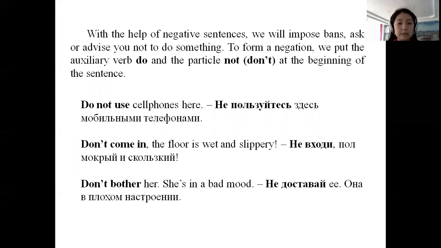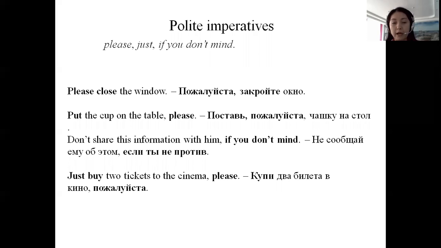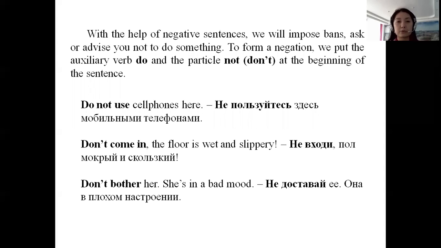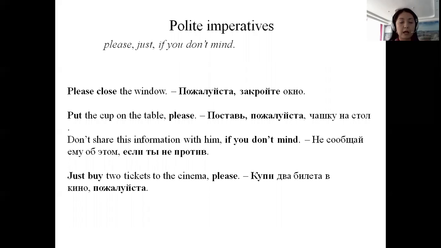Don't come in. The floor is wet and slippery. Не входи, пол мокрый и скользкий. And the last one, don't bother her. She is in a bad mood. Не доставай ее, она в плохом настроении. Okay, we understand, yes, how to make a negative sentence in the imperative mood.